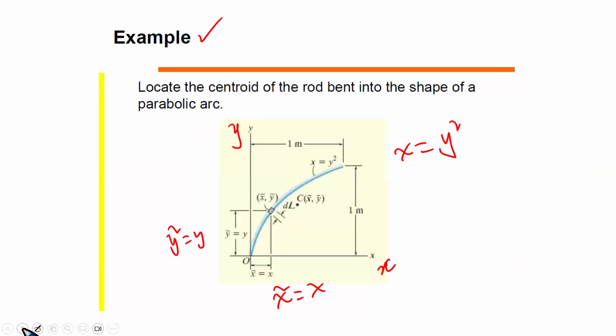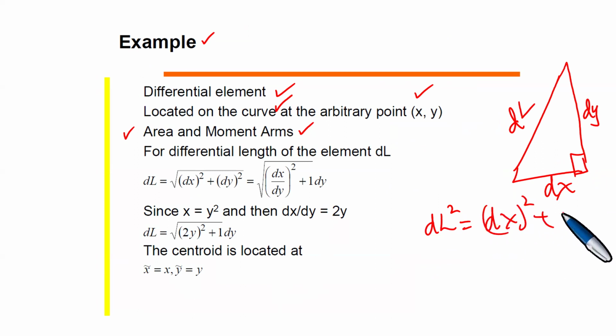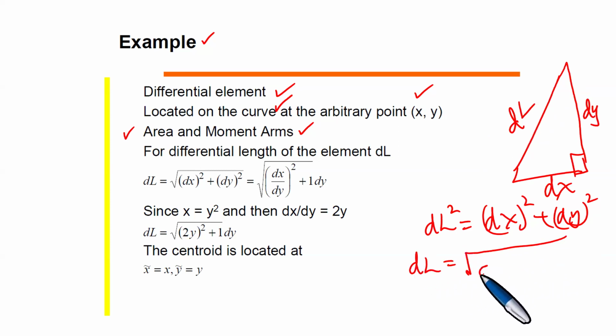All right, now we are able to perform the algebra. This is a right-angled triangle, and therefore we're able to use Pythagoras theorem, which is dl squared is the same as dx squared plus dy squared. We want to find the length of the hypotenuse, so for dl, we take the square root of this, which is the square root of dx squared plus dy squared.